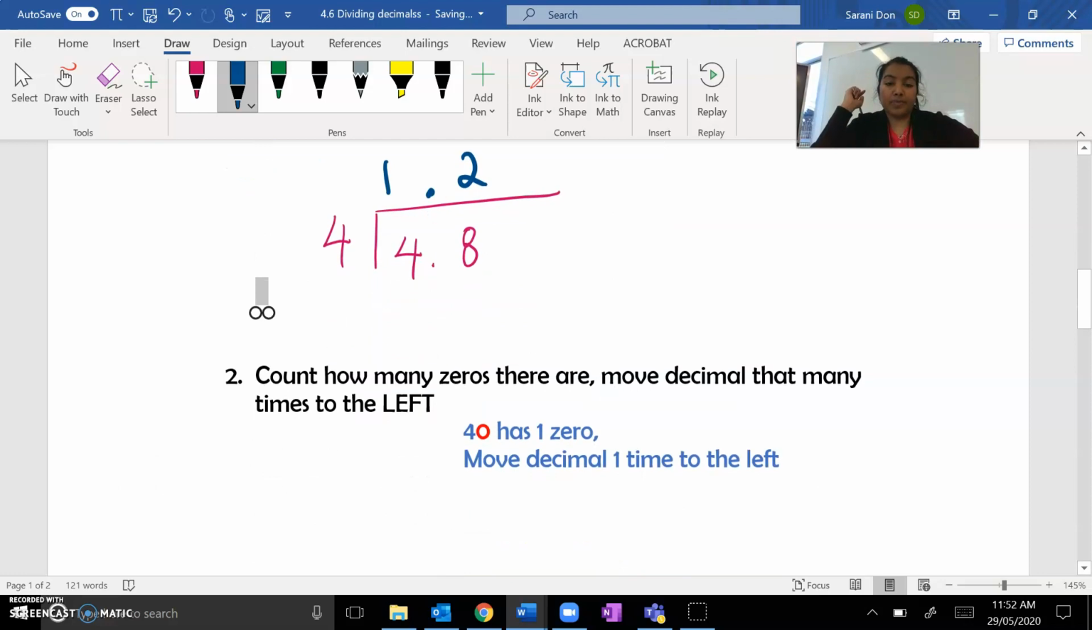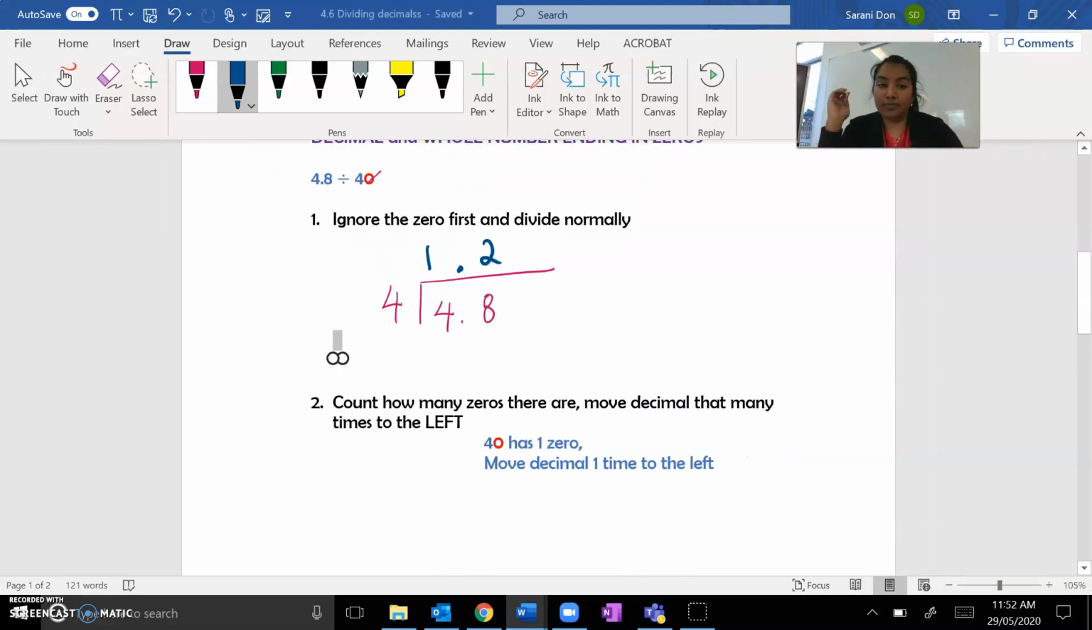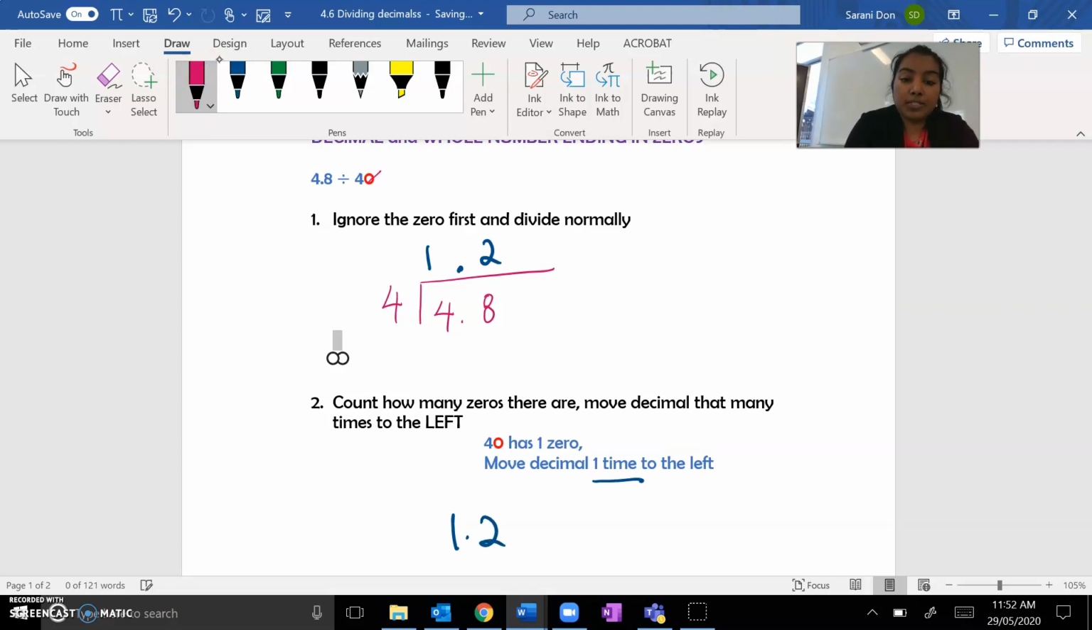Then you count how many zeros there are. We counted there was 1 zero. Move the decimal that many times to the left. So 40 has 1 zero, move the decimal one time to the left. If it was 400, where it had 2 zeros, then you move it twice to the left. So you've got 1.2. Because it's 1 zero, I'm going to move it once to the left, which means my answer will be 0.12. Please make sure you put a 0 at the front as well. So it's 0.12.